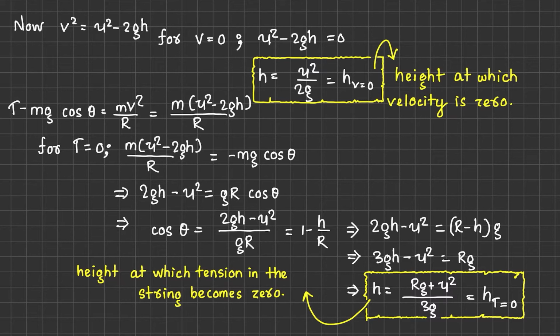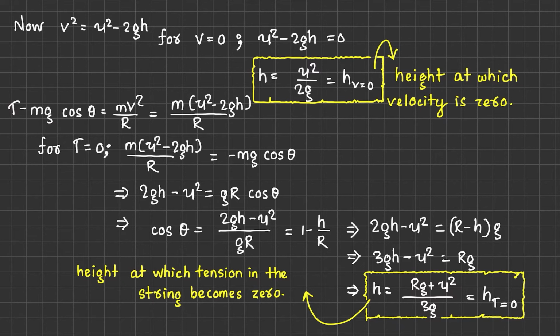Next we will talk about tension. So the general equation for tension is T minus mg cos theta equals mv square by r. This is our general equation. And for v square we know this value, u square minus 2gh. So instead of v square, if we put this value, we get m into u square minus 2gh by r. If we want to make tension 0, then let's put T equals 0. So we get m into u square minus 2gh by r equals minus mg cos theta. Here T is 0, so we are getting minus mg cos theta.